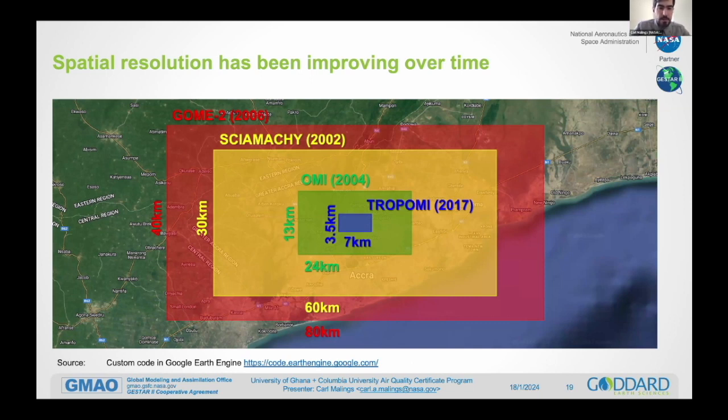So you can see how some of the older instruments, GOME-2 in the red, SCIAMACHY in the yellow, and then OMI, which I mentioned earlier, launched in the early 2000s, in the green, had spatial resolutions on the order of tens of kilometers. The more modern instrument TROPOMI in the blue in the middle there has a spatial resolution on the order of 3.5 by 7 kilometers for one of its image pixels. So you can see how basically over time this resolution has tended to be improving. This is different for different instruments, but that's been the general trend.